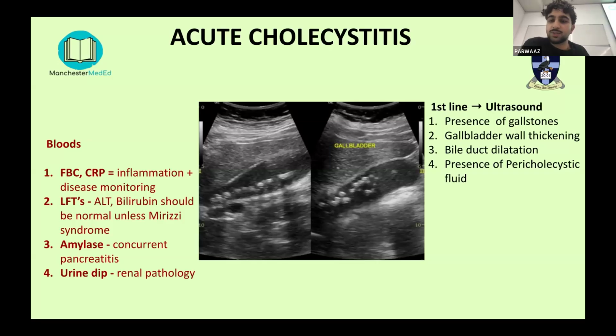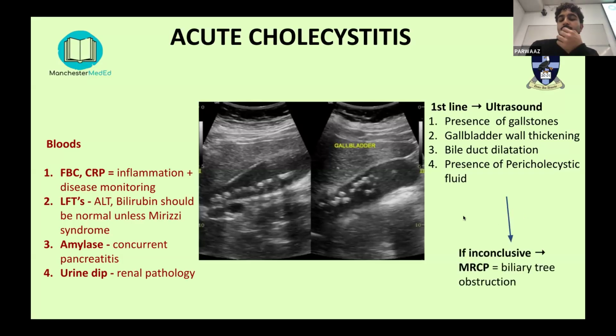First line is ultrasound. So what we're looking for, as you can see on the picture, is the little dots that you can see. So the actual gallstones, gallbladder wall thickening, bile duct dilatation, and the presence of pericholecystic fluid. Okay, so essentially it's obstructed, inflamed, which has led to a leaky wall and fluid has accumulated outside. But don't worry too much about the ultrasound report anyway.